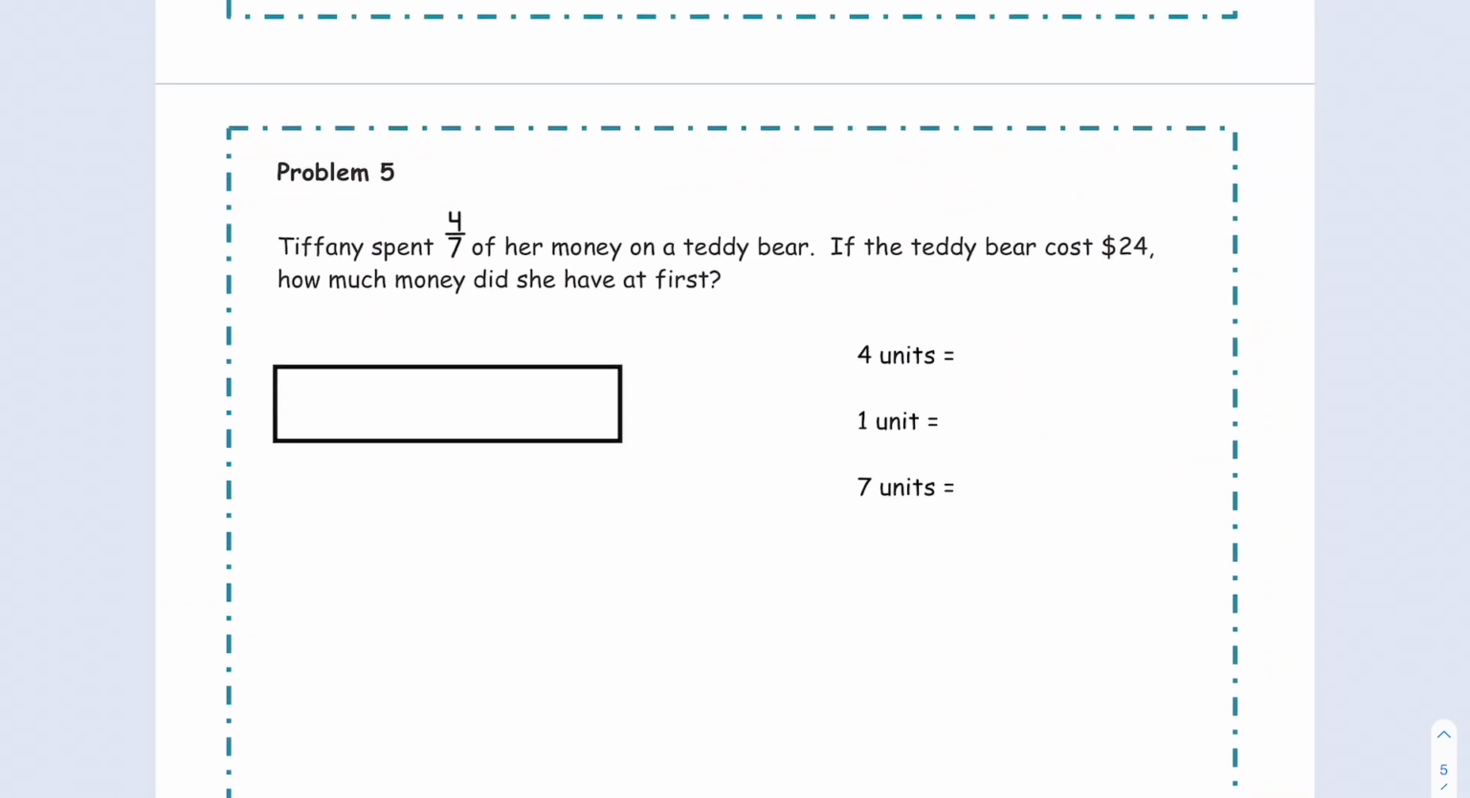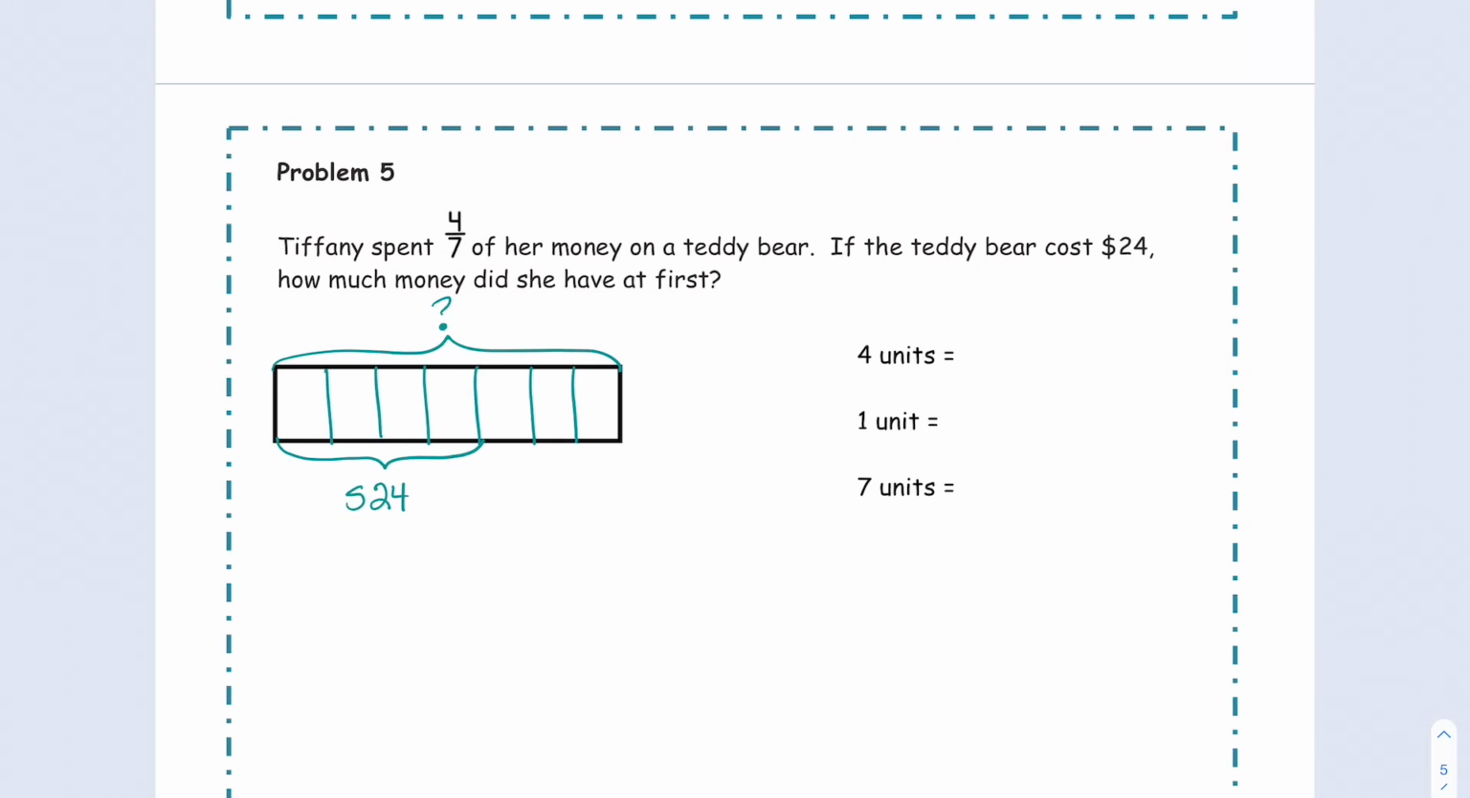Tiffany spent 4/7 of her money on a teddy bear. If the teddy bear cost $24, how much money did she have at first? Okay. This is the same thing. We don't know the number. So the question mark is on the top. We know that our denominator is 7, so we have to divide it into 7 equal parts. We know that 4 of those are $24.